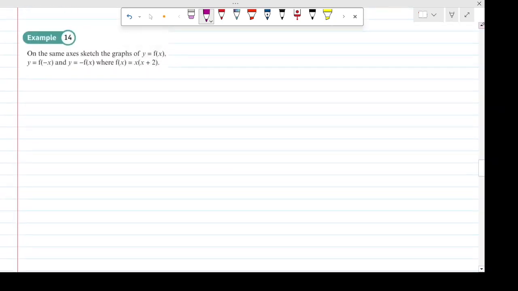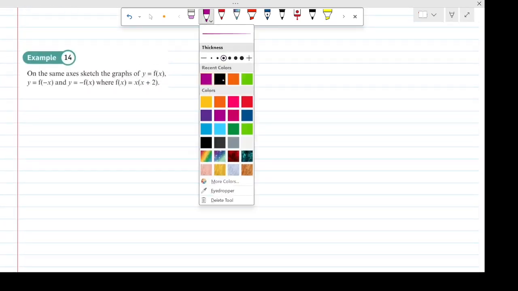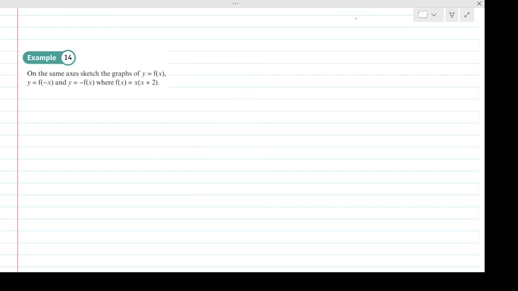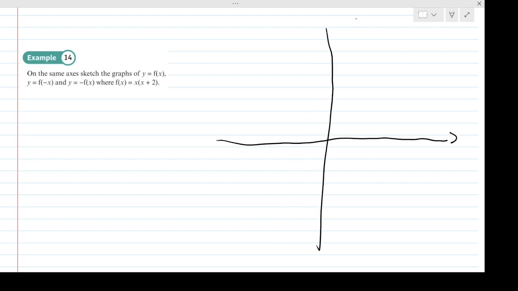This question then. On the same axis, sketch the graphs of y is f of x, y is f of minus x, and y is minus f of x, where f of x is x(x plus 2). So firstly we should probably sketch this, right? It's all on the same graph, so we're going to need an absolutely massive graph, because we're going to have 3 different curves on it. It's going to be a lot of action on there.